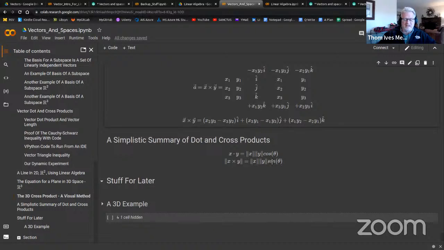So what that tells us, oh, this is like the area of a parallelogram.